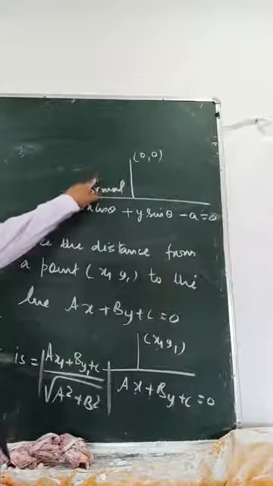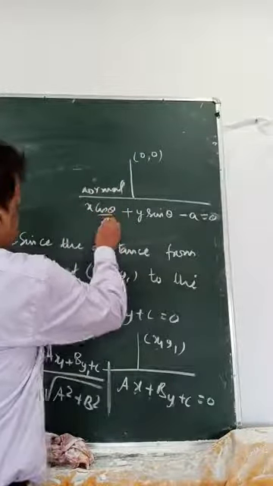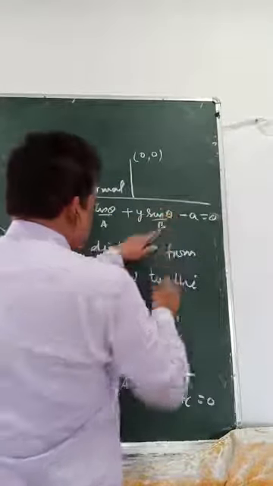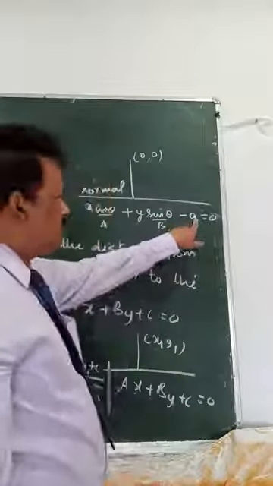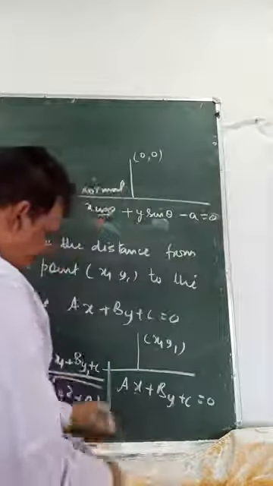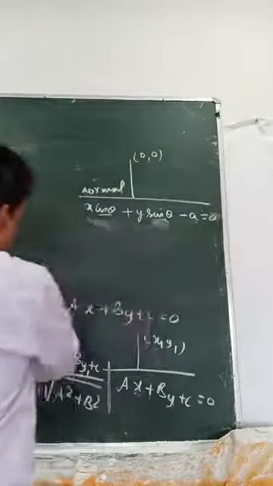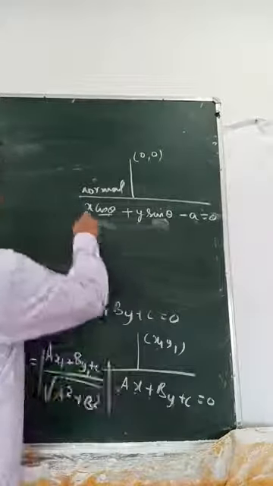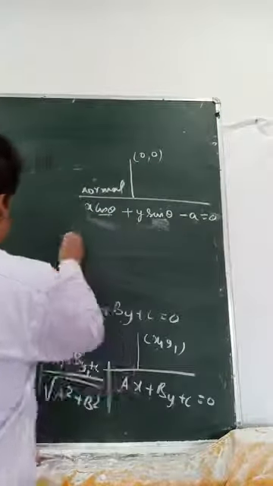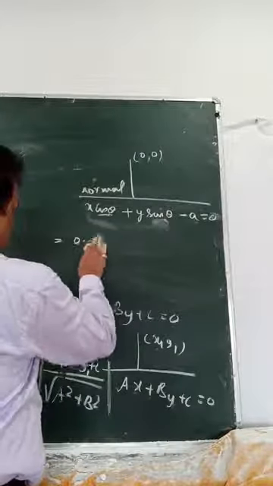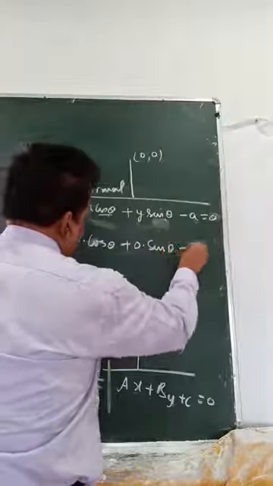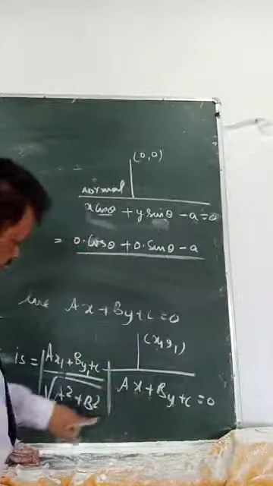So if I go back to my question, this is your ax, this is by, this is c here. If I write it, it will confuse you. So what shall I write? If I look at this formula, then what will you write for x? Because x is changed by x1, x will be changed by 0. So 0 into cos theta, 0 into sin theta minus a by root over of a square plus b square.